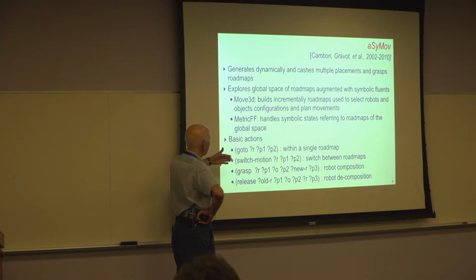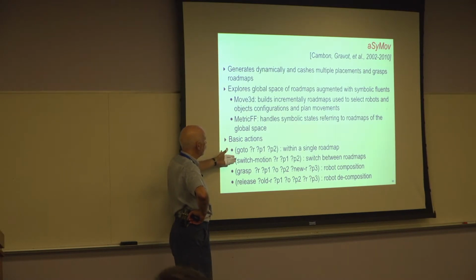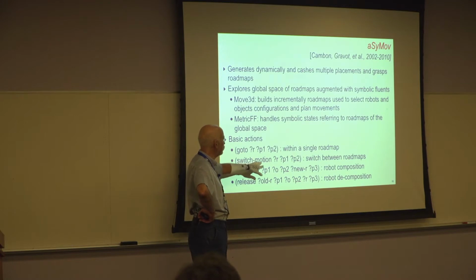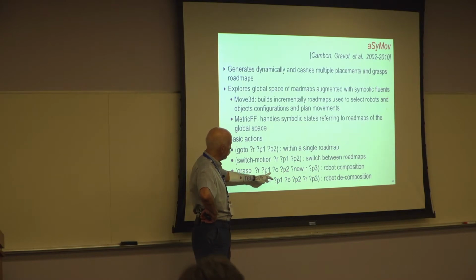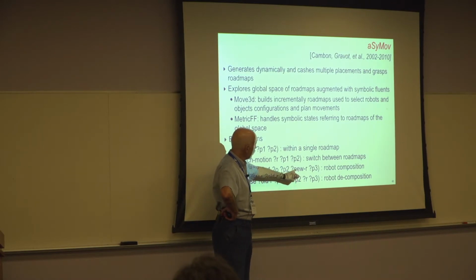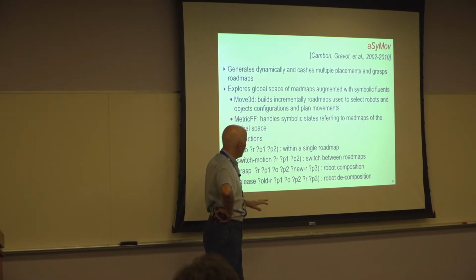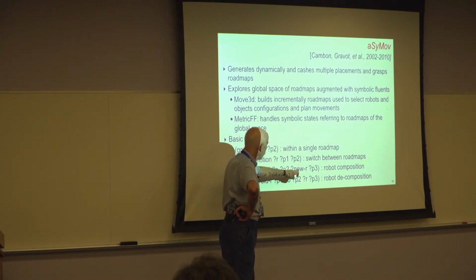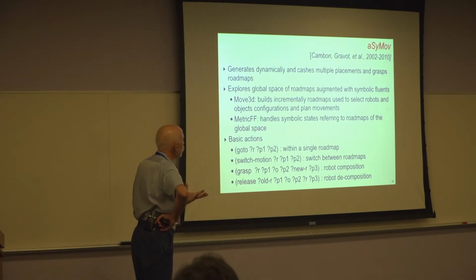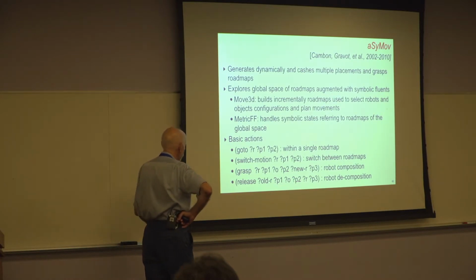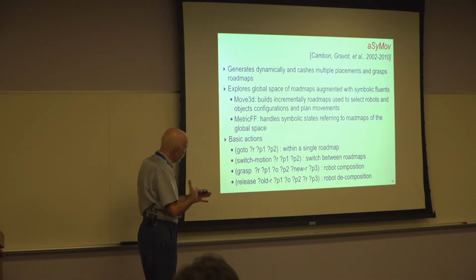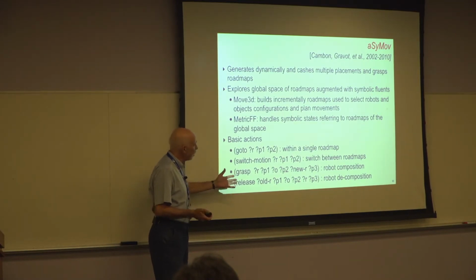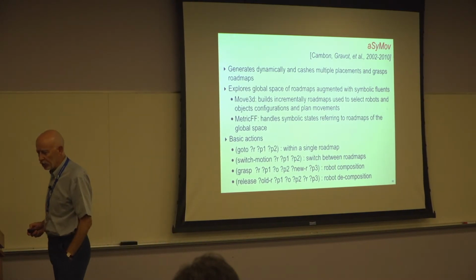So the basic actions were go to and switch: go to within a single roadmap, switch motion between roadmaps; and grasp, which allows the robot R in some position P1 and an object O in some position P2 to become a new robot in some position P3, which is the union of R and O with respect to this position P3. And this is a robot composition which changes your roadmap, because the relationship in the environment and free space and so on have changed. And release, where you have robot decomposition.